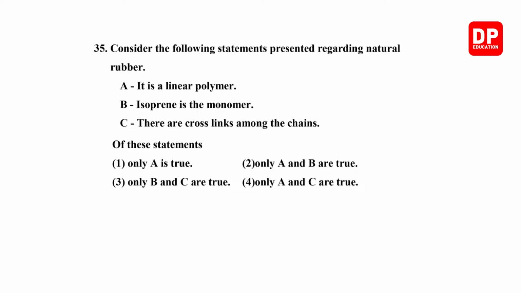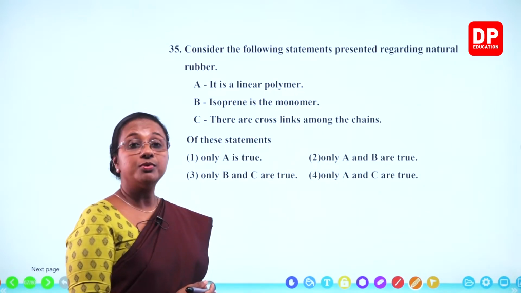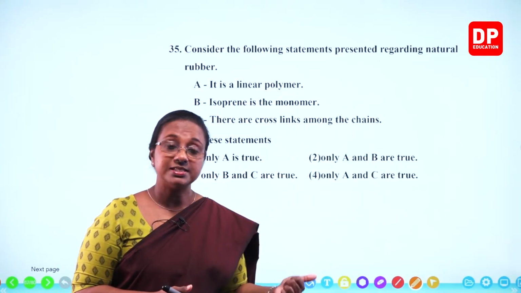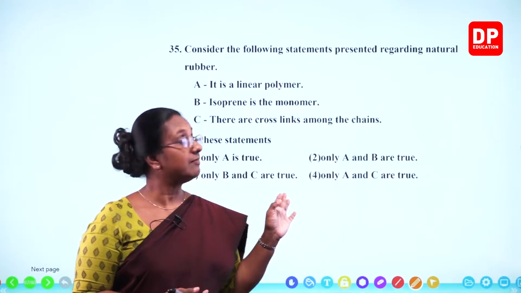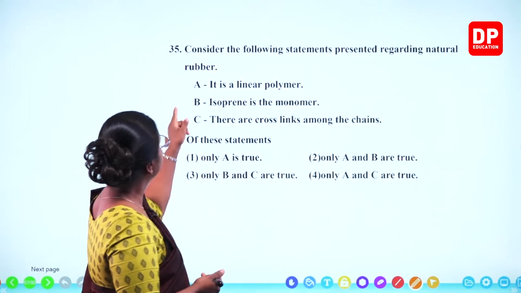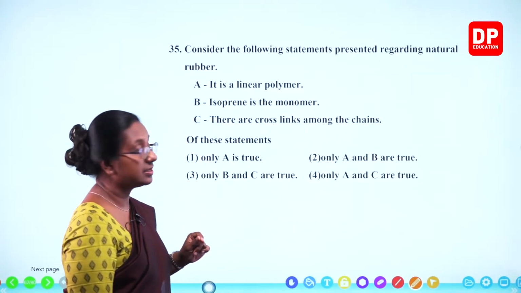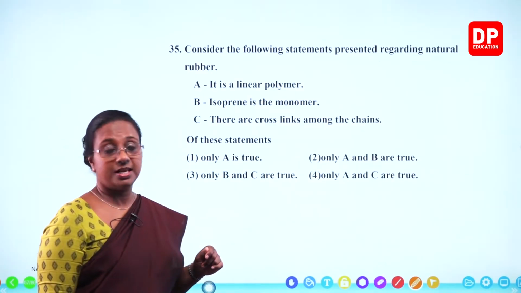Question 35. Consider the following statements presented regarding natural rubber. So you all know rubber is a polymer. There are two types of rubber. One is natural, the other one is synthetic. So here they have given some statements regarding natural rubber. A, it is a linear polymer. B, isoprene is the monomer. And C, there are cross-links among the chains.